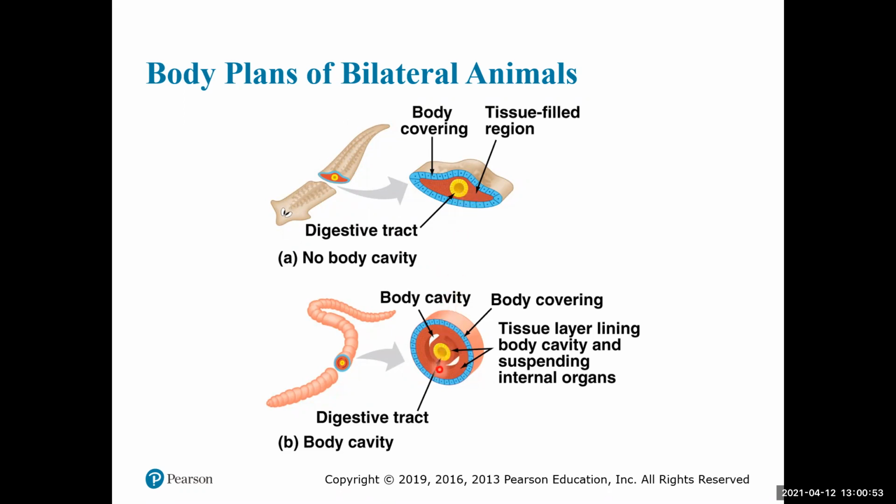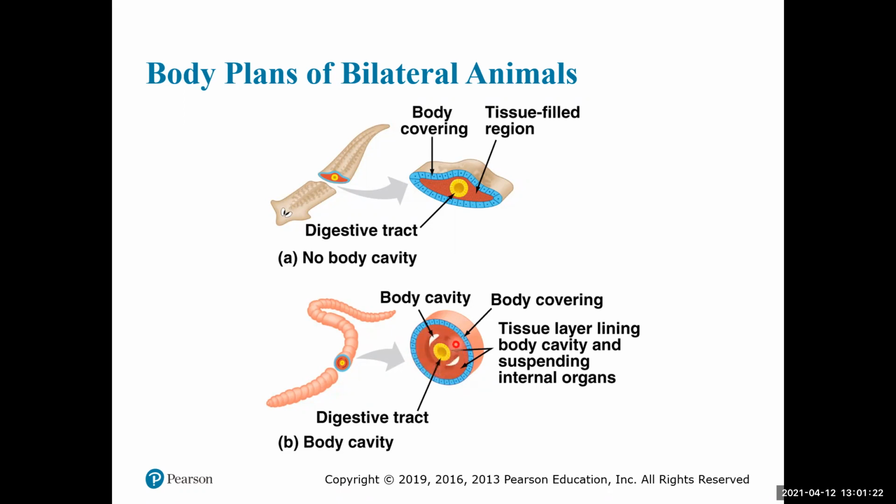Now, an earthworm and humans have a true body cavity. So this mesoderm doesn't fill in the entire space in between the endoderm and the ectoderm. It lines the inside of the ectoderm and it lines the outside of the endoderm and kind of connects those two layers together with some space in between, and that's the body cavity. That space is the body cavity.